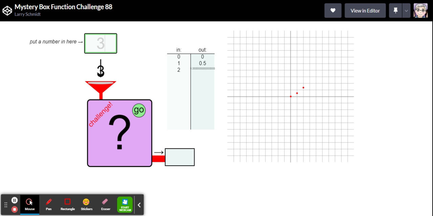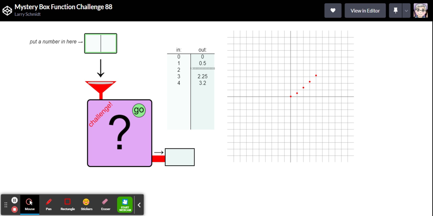Let's try a 3. That's 2.25. I'm going to be generous with the points. Let's try a 4. What a funny shape. So is that maybe an upside down square root function?